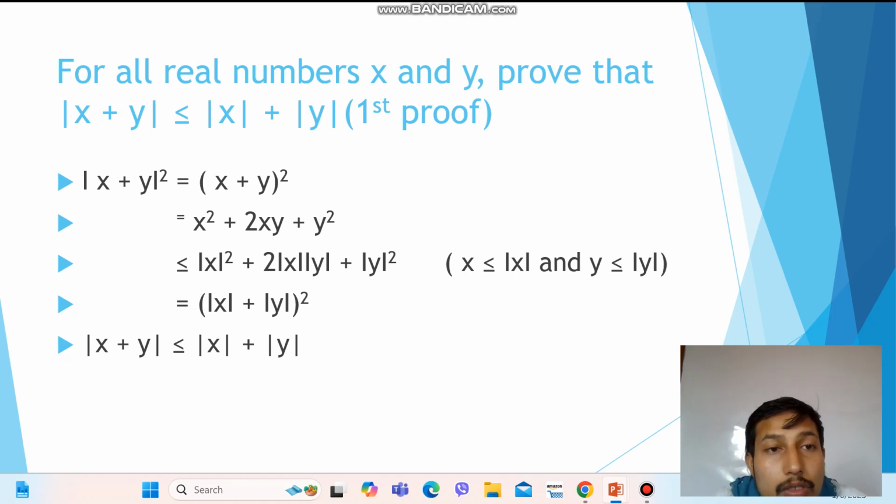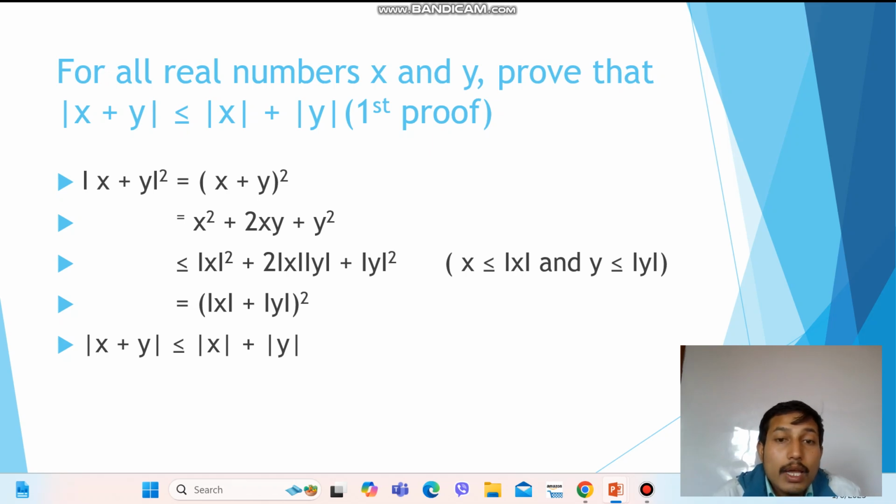Now let's move on to the proof of the real numbers x and y such that modulus of x plus y is less than or equal to modulus of x plus modulus of y. We have three proofs for this. Now let's take the whole square of modulus of x plus y, which will be equal to x plus y whole square, and if we open the expression it will become x square plus 2xy plus y square.